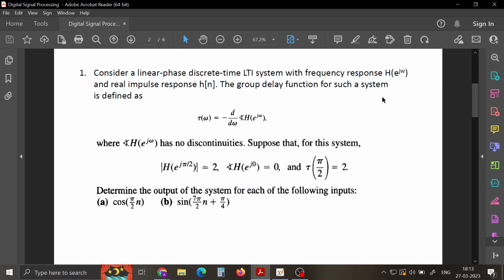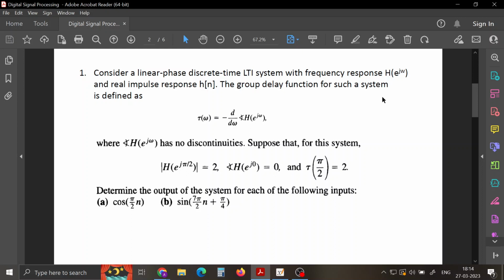Now, given this information, we need to find the output of this system for both these given inputs. So in part A, the input is cos of pi by 2 n, and part B is a similar sinusoidal input of the form sin of 7 pi by 2 n plus pi by 4.